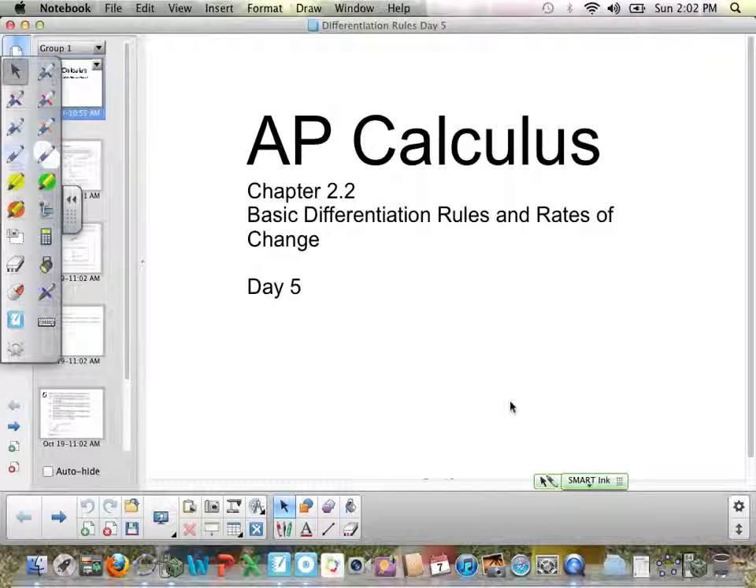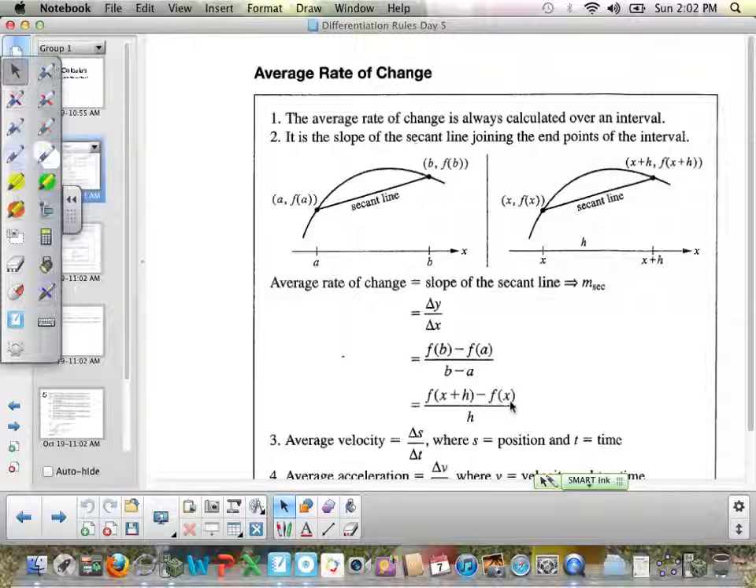And rate of change, day 5. Yesterday we talked about average rate of change and instantaneous rate of change. In review, the average rate of change is a secant line. You've got 2 points, and you want to find the average rate of change between those 2 points, or the average velocity.